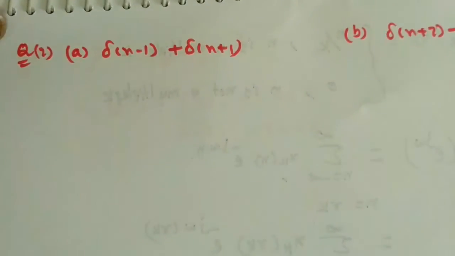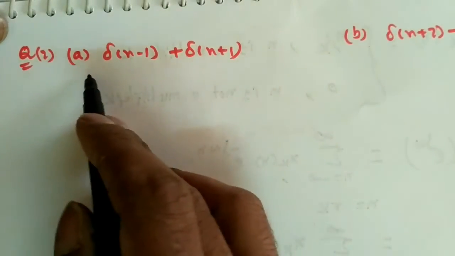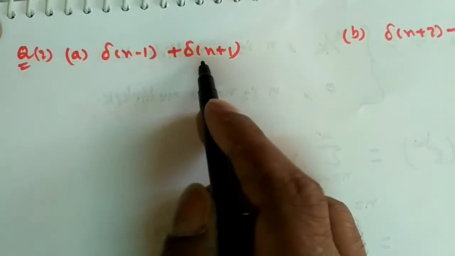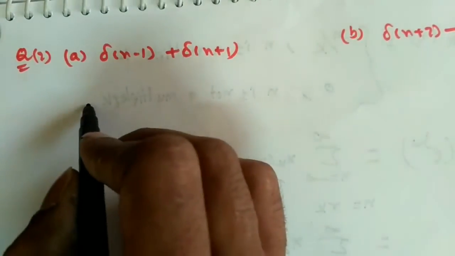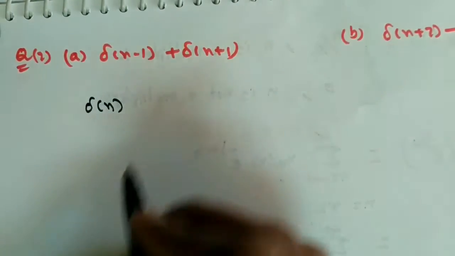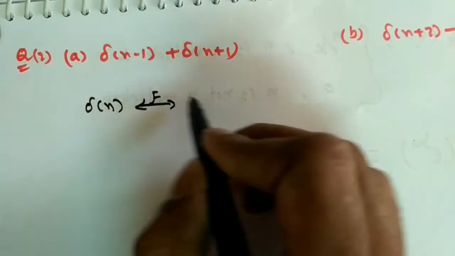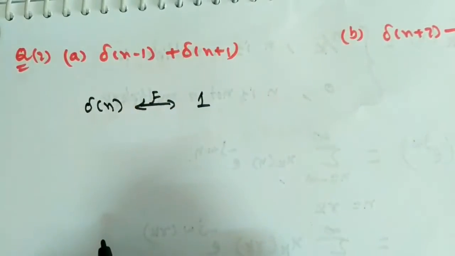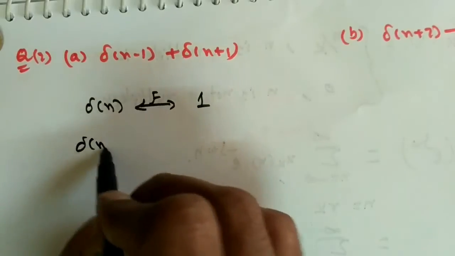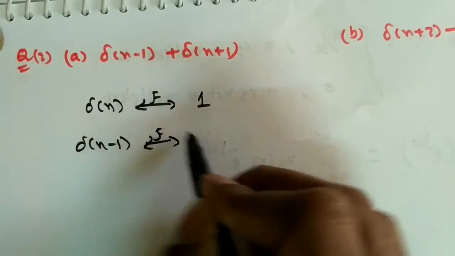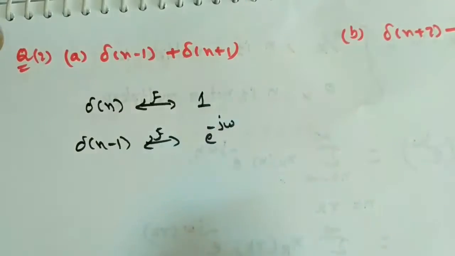Next one we'll see this one. This is question number 2, part A: delta n minus 1 plus delta n plus 1. So we know that for delta n, what is the Fourier transform? Simply 1. Now if I shift, what will we get? For delta n minus 1, the shifting will give e power minus j omega into 1.